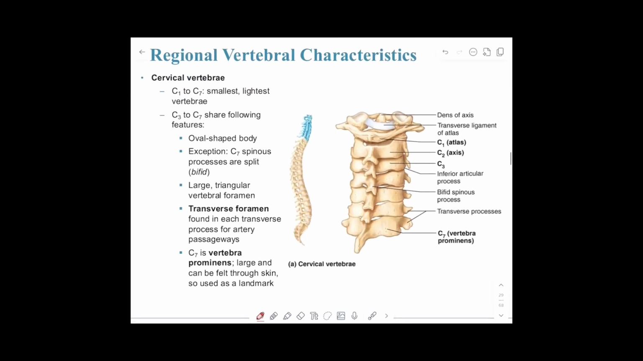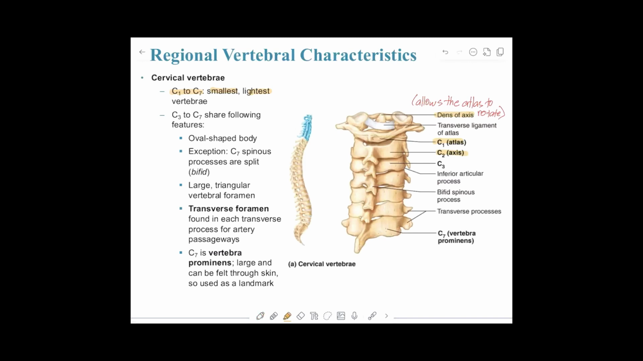So now we get to the cervical vertebra. The cervical vertebra are C1 through C7. They're the smallest and the lightest of the vertebrae. And remember, C1 and C2 have their own name, the atlas and the axis. The axis has a part of it called the dens, and the dens is what allows the atlas to rotate. And it allows us to shake our head from left to right.